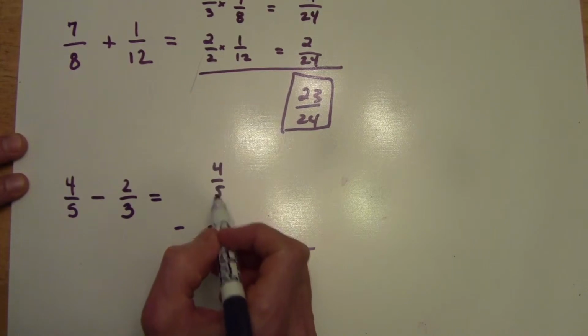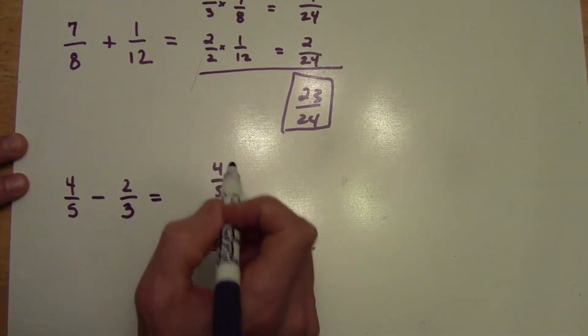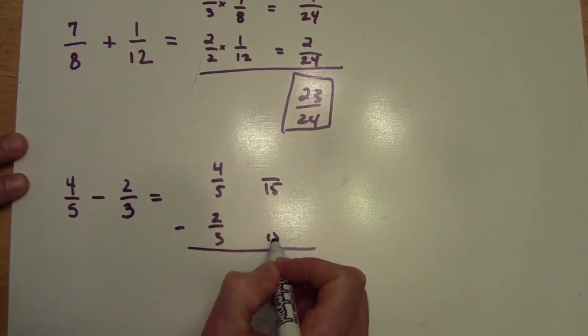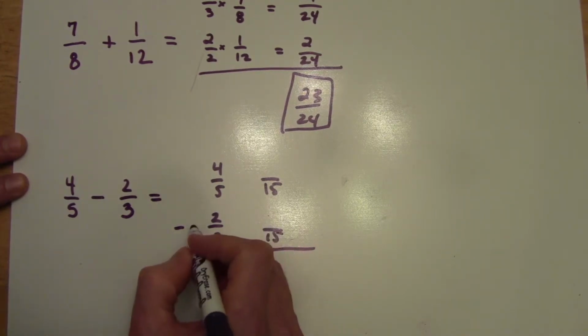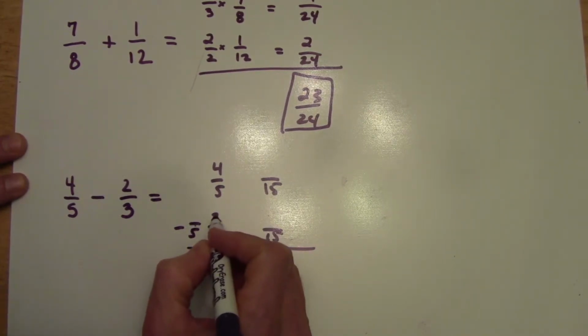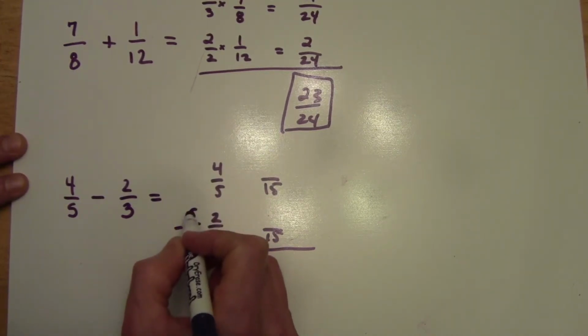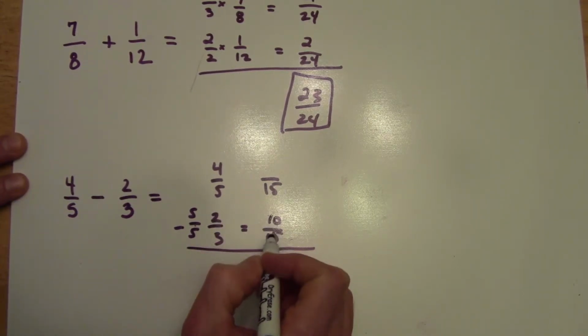5, I'm going to start with a 5. Does 3 go into 5? No. So I'll double 5, 10. Does 3 go into 10? No. Triple it, 15. Yes, it does. Both of them go into 15. What did I multiply 3 by to get to 15? Well, I multiplied it by 5. So therefore, I must multiply the 2 by 5 as well, because I want to multiply by 1. 5 times 2 is 10. So 2/3 is really the same as 10/15.